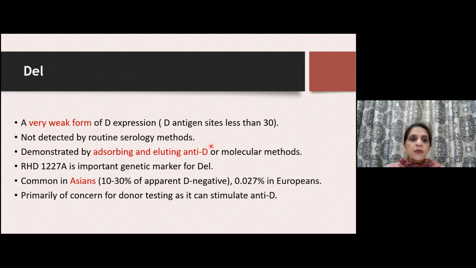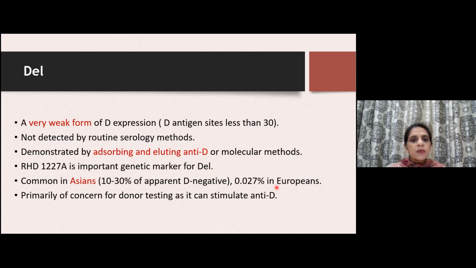And this RHD 1227A is the most important genetic marker for DEL, which leads to the RHD DEL type 1 phenotype. It is common in Asians. It has been reported in 10 to 30% of apparent D negative individuals, and most of these populations are Japanese, Taiwanese, and Korean populations. Although in India the reported prevalence is less, more studies need to be conducted to see the prevalence in India also. And in Europeans, it is 0.027%.